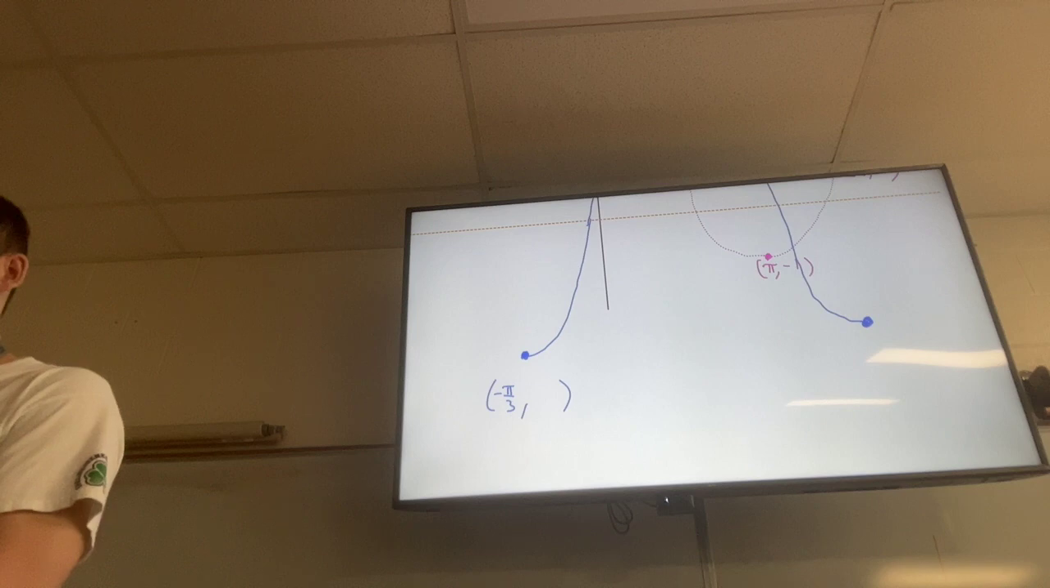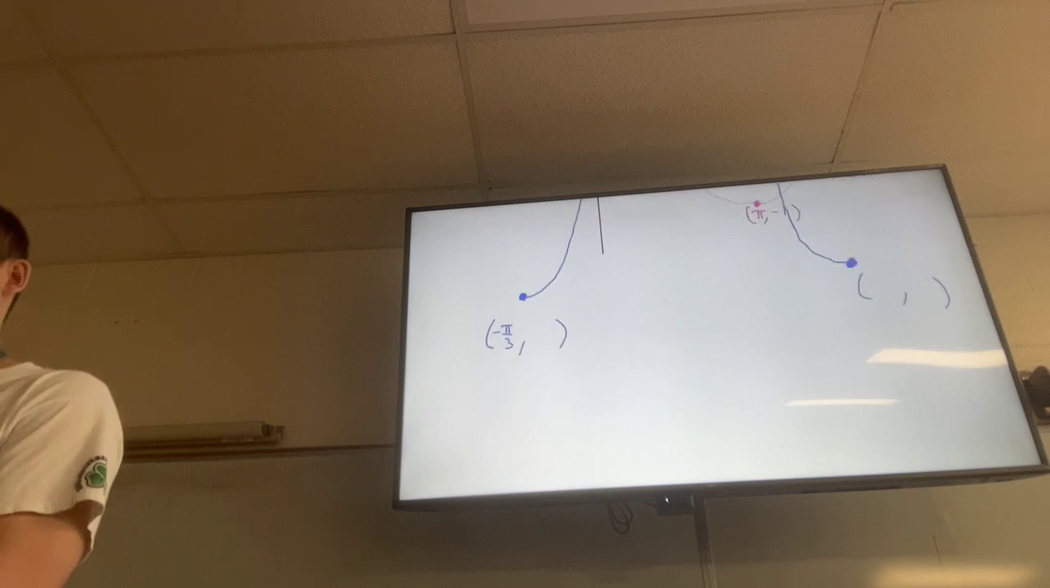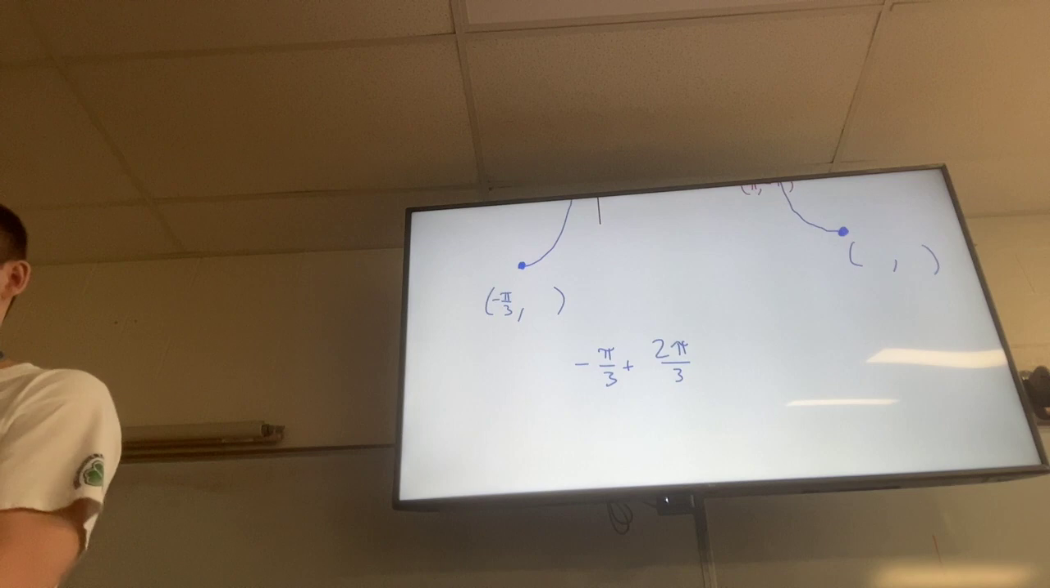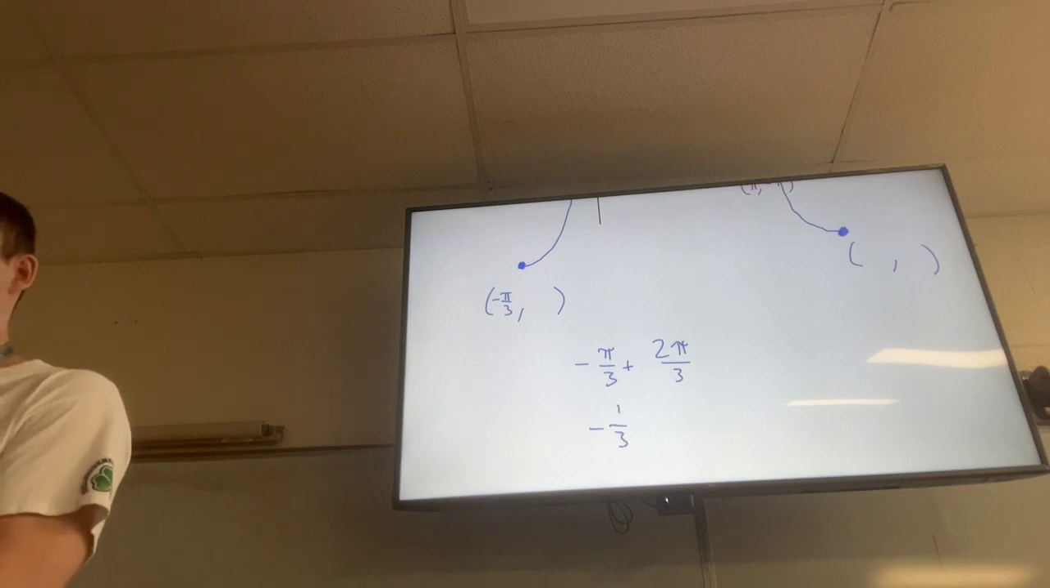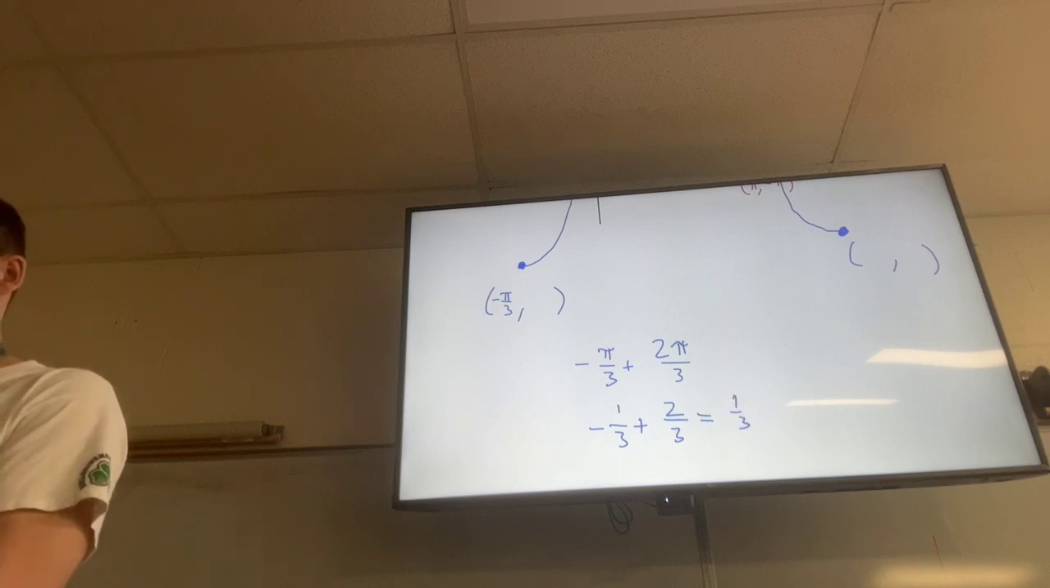So let's look at this last point. Let's start with the first and last points. What's the x-coordinate of this last point going to be? If I start at minus pi over 3 and I go to the right by 2 pi over 3, how do I find that x-coordinate? Minus pi over 3 plus 2 pi over 3, right? We don't like pi, so I can just add it as -1/3 plus 2/3, which is just 1/3. So my coordinate's going to be pi over 3. I can put the pi back on.